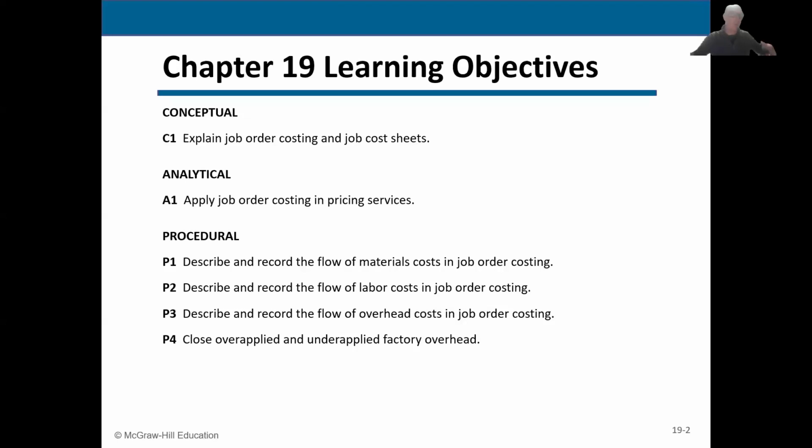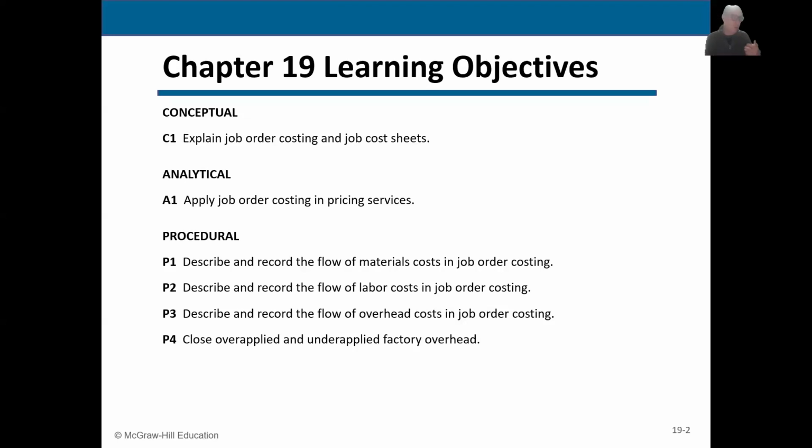We record these costs on what's called a job order cost sheet. I'm going to show you what that looks like today, and I'm going to show you how we record those costs as it flows through the process of being manufactured. So that's job order costing in a very basic sense.